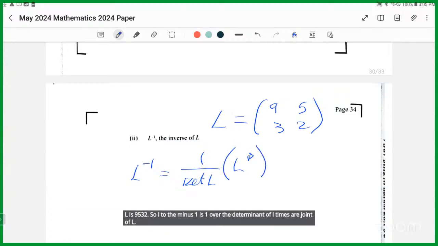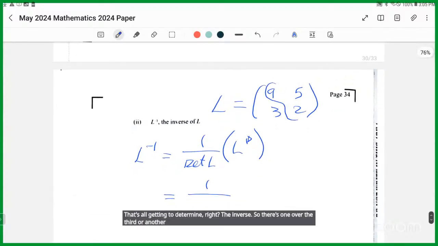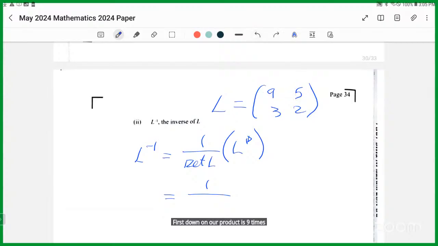That's how we get the inverse. So it's 1 over the determinant. The determinant is the first diagonal product minus the second diagonal product. First diagonal product is 9 times 2 is 18. Minus the second diagonal product, 3 times 5 is 15. And you multiply that by the adjoint.